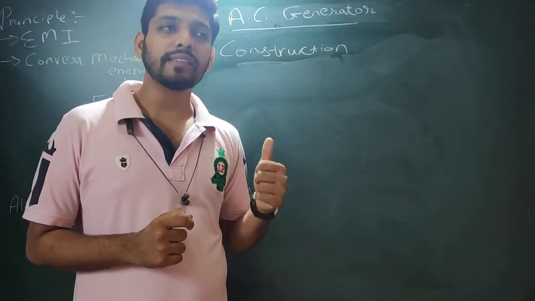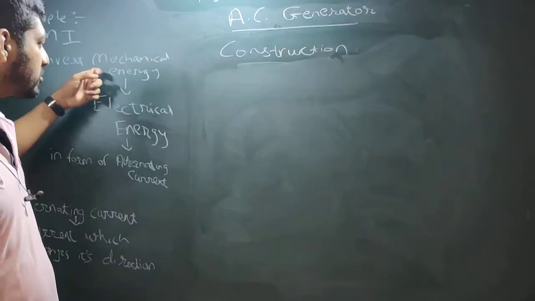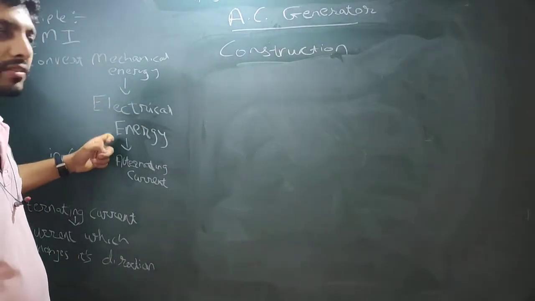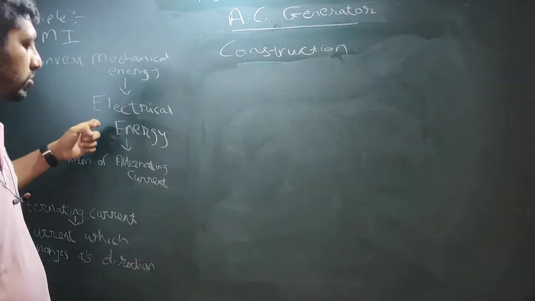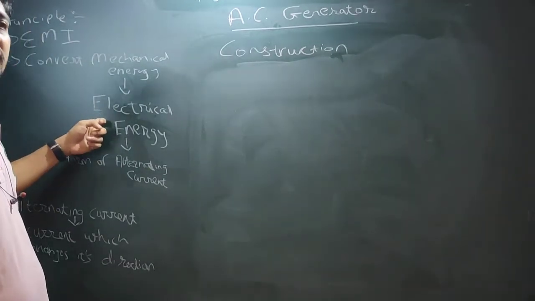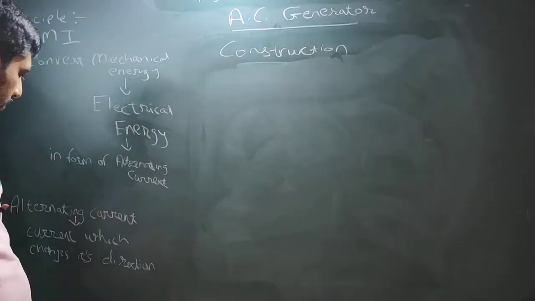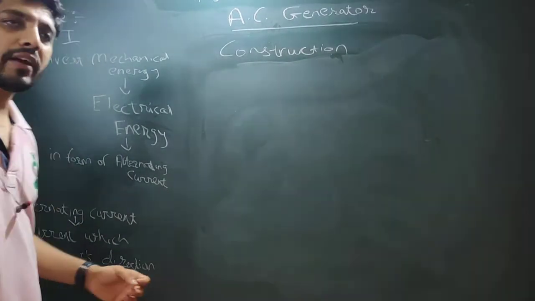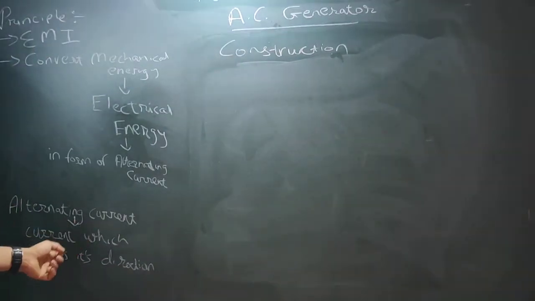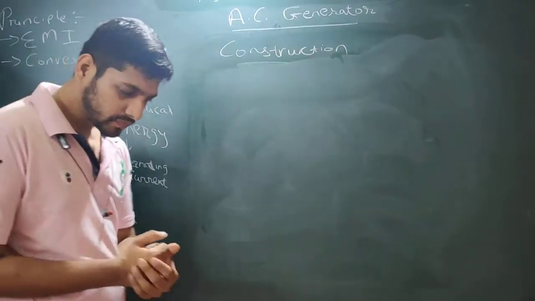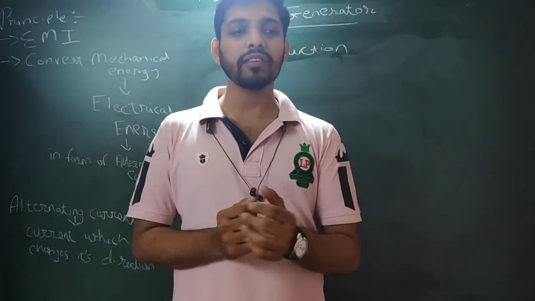That is one part. And the second part of the principle is it converts mechanical energy to electrical energy. And this electrical energy is obtained in the form of alternating current. Here I have written what is alternating current, that we have already discussed. That is current which changes its direction. Okay. So we shall start with construction.